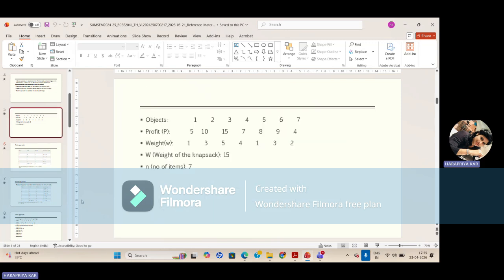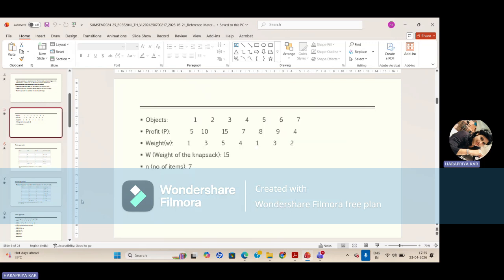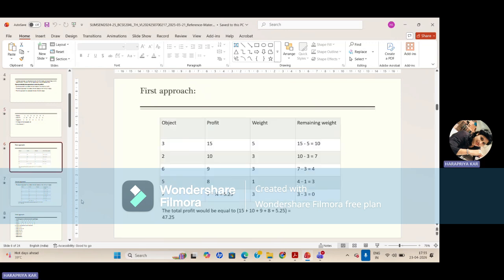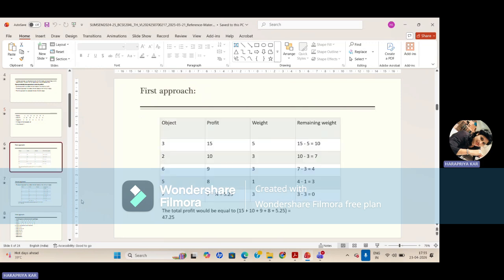Here the weight is 3 for the 7. Sorry, I told you that for the 5. So the next one is 1.